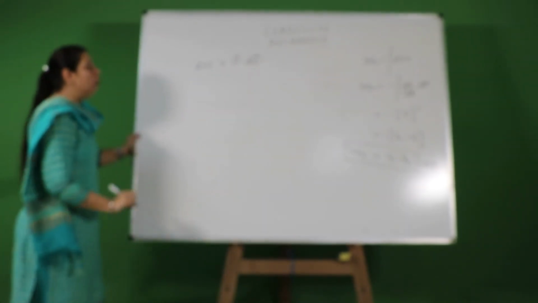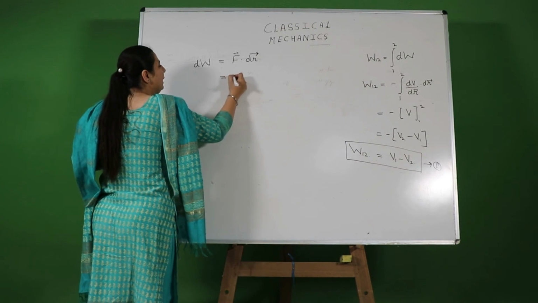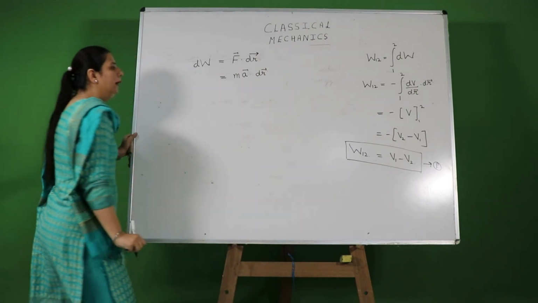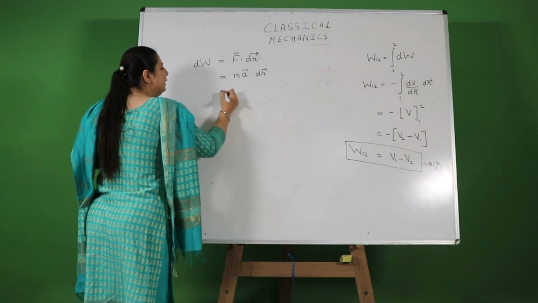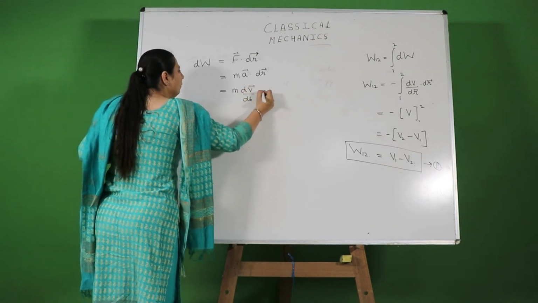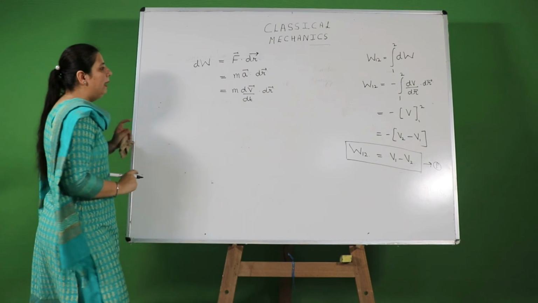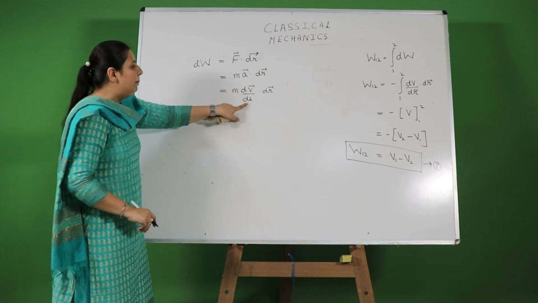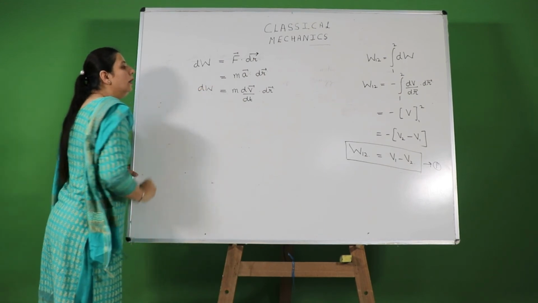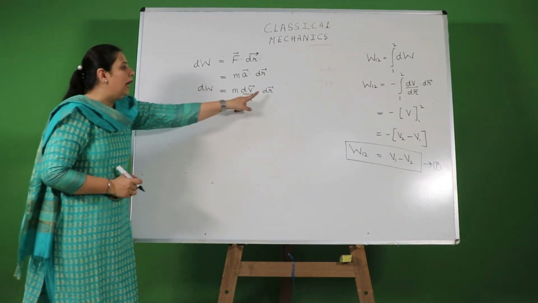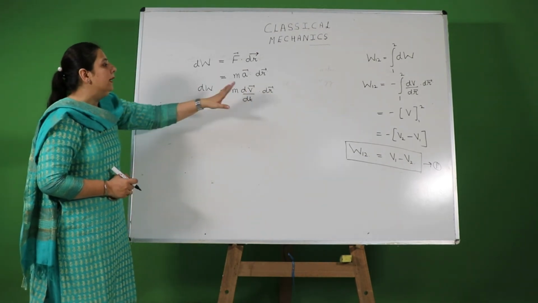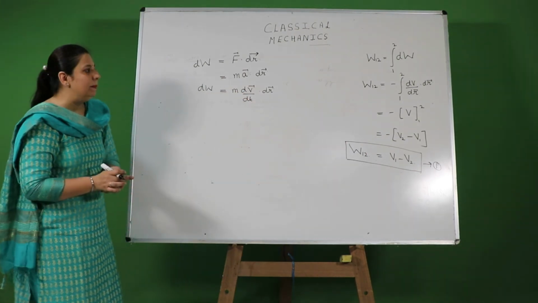Now we know what force is. Force is nothing but mass into acceleration. What is acceleration? Acceleration is nothing but rate of change of velocity. So I have mass into dv by dt dot dr. This is my work done. Now I have two variables here. One variable is r, the other variable is v. I will try to change two variables into one.